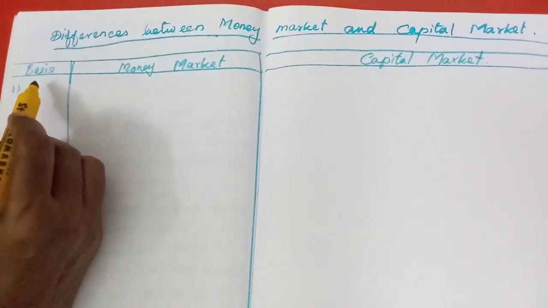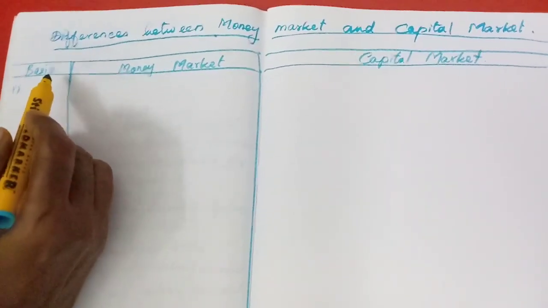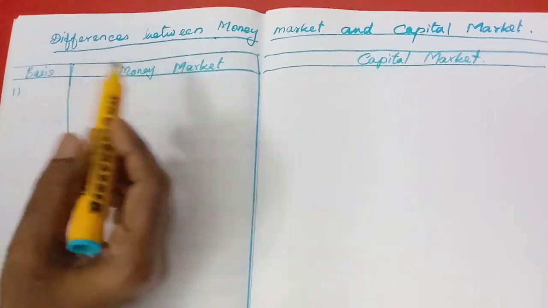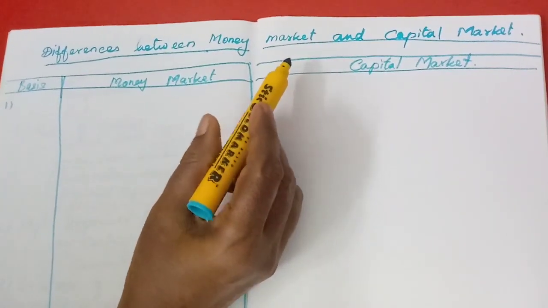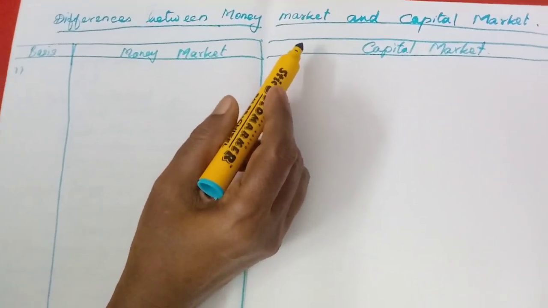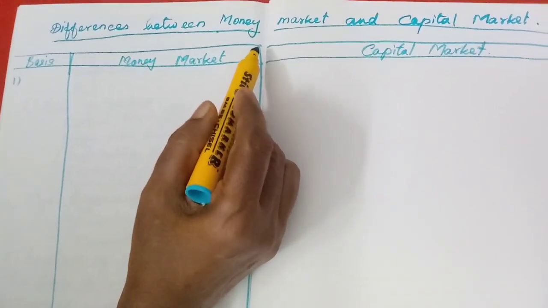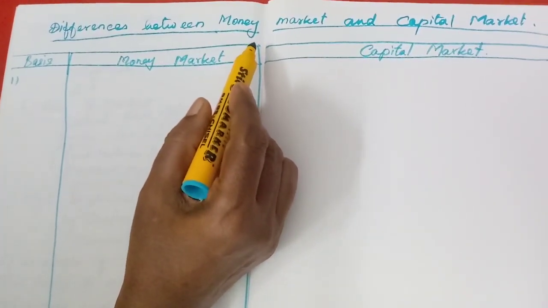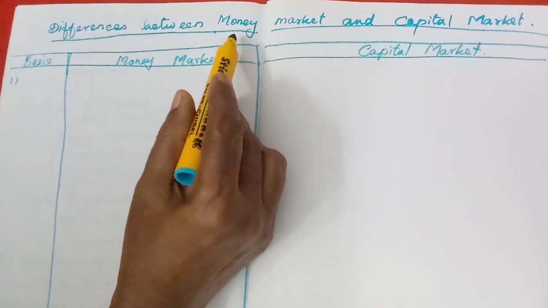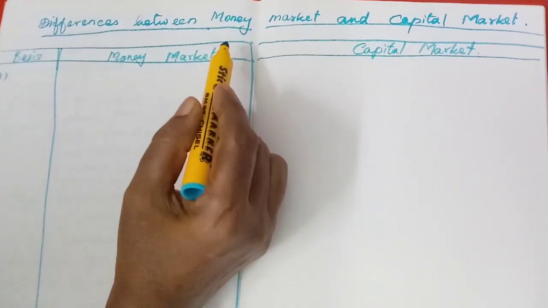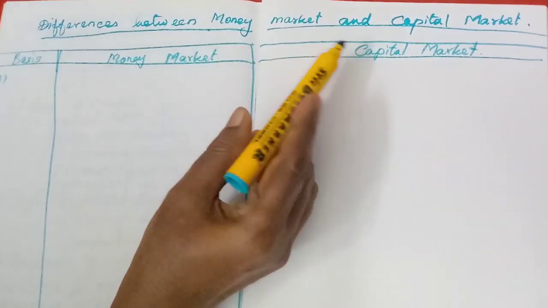Good morning students. In money market, today we are going to learn the differences between money market and capital market. Capital market we learned in the previous lesson. So in this lesson we have learned the meaning, definition and the characteristics of money market. With this we will differentiate between money market and the capital market.